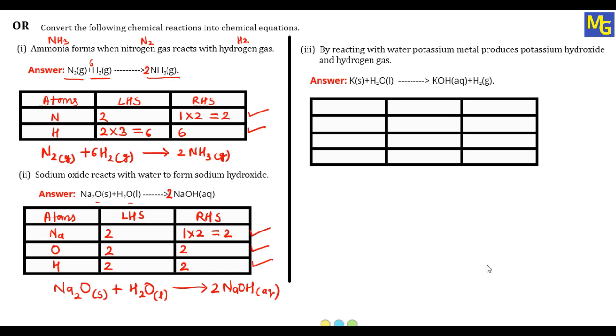So the third one is, by reacting with water, potassium metal provides potassium hydroxide and hydrogen gas. So you have to read it very carefully. By reacting with water, potassium metal means potassium metal is going to react with the water. So these two are our reactant, and it produces, means our product, potassium hydroxide and hydrogen gas. So write down their symbols. Potassium it is K, water H2O, potassium hydroxide is KOH, and hydrogen gas it is H2. So now balance the reaction.